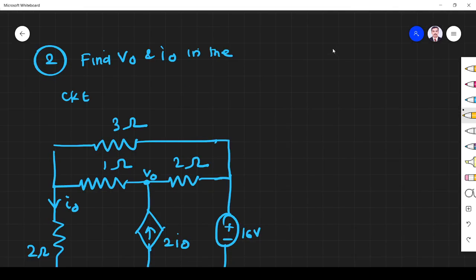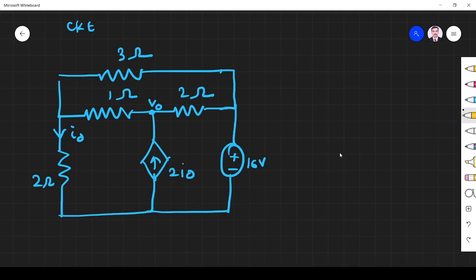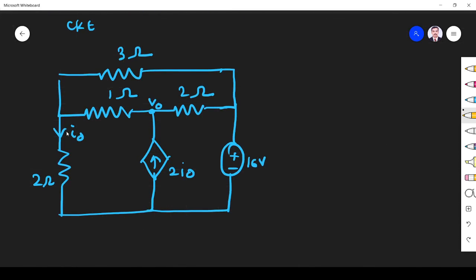Okay. Next problem is to find V0 and I0 in the circuit. How are we going to solve this problem? I have to find I0. This is I0, this one I have to find. This V0 I have to find. And you see one dependent current source is common between two meshes, so it is forming a supermesh. So these two are forming a supermesh.